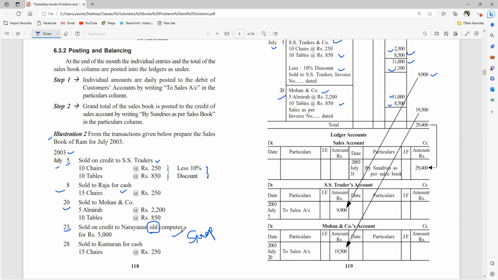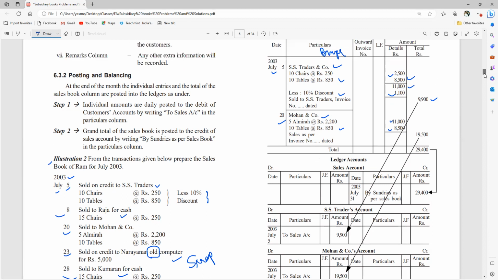So this should not be recorded in the sales. This is not a business good sold. This is a scrap sale. Because we had some asset in our company which is old now, and we are not using it, and we have sold it at a scrap value. That is not recorded in the sales book. Next, sold to Kumaran for cash. Again, it is a cash transaction which we are not recording in the sales book.